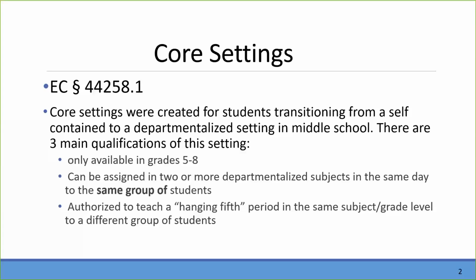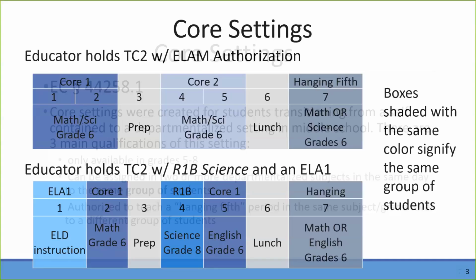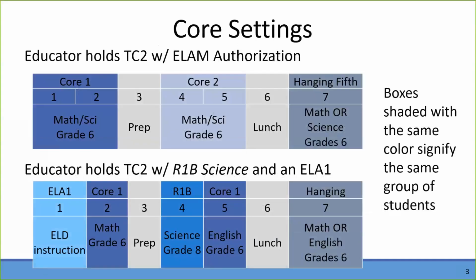So if your core setting was social science and English to 6th graders, you could teach social science or English to 6th graders in your hanging period. Now, just because we call it a hanging 5th period doesn't mean it actually has to be a 5th period. So let's take a look at what it looks like on an actual schedule. This one we do consecutive periods on that top example, but it doesn't have to be consecutive periods. I just did it because it looks easier.